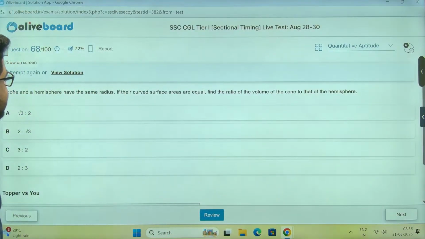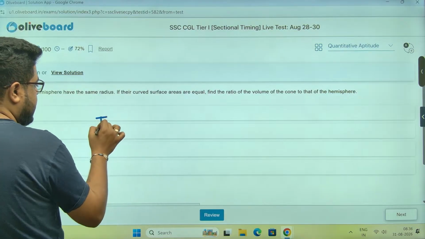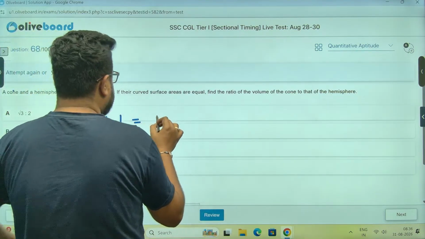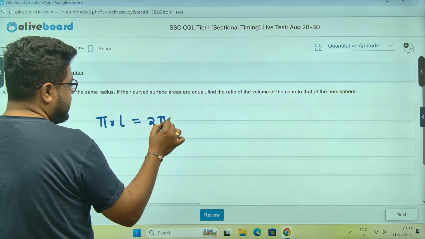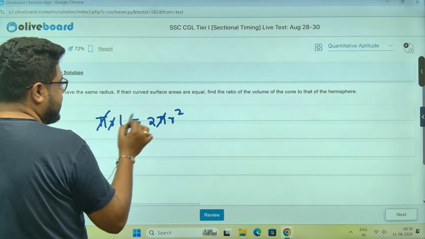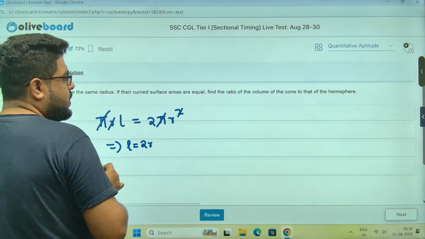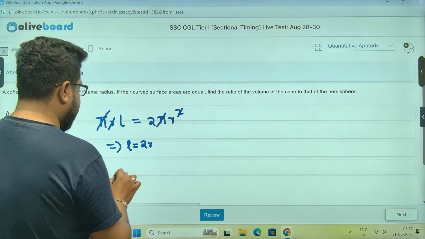A cone and a hemisphere have the same radius. Curved surface area, pi r L, is equal to, sir, hemisphere's curved surface area, so 2 pi r square. Pi cancels, radius same, meaning I can cancel this, L equal to 2r. Ratio of the volume. Then H I need to find.